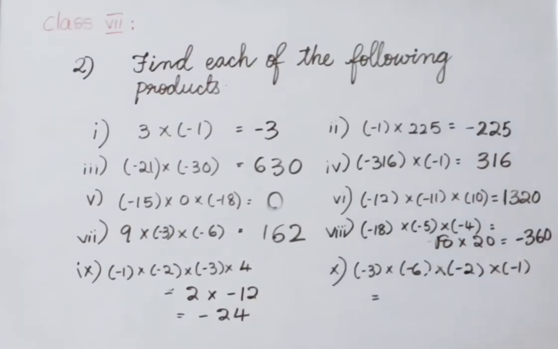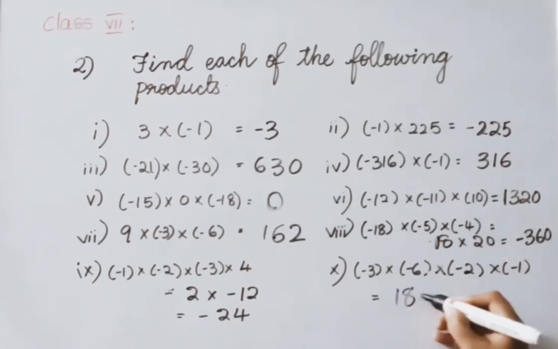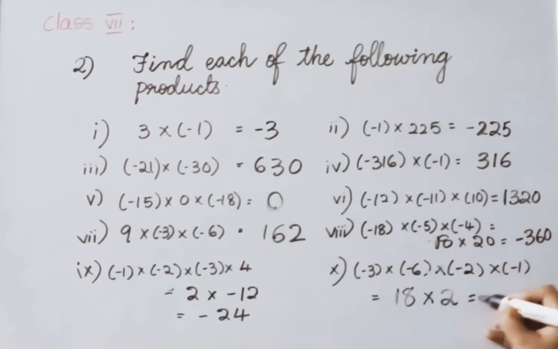See 10th one, minus 3 into minus 6 into minus 2 into minus 1. Minus into minus is plus, 3 6s are 18. Minus 2 into minus 1, minus into minus is plus, 2 ones are 2. So 18 into 2, our answer is 36.